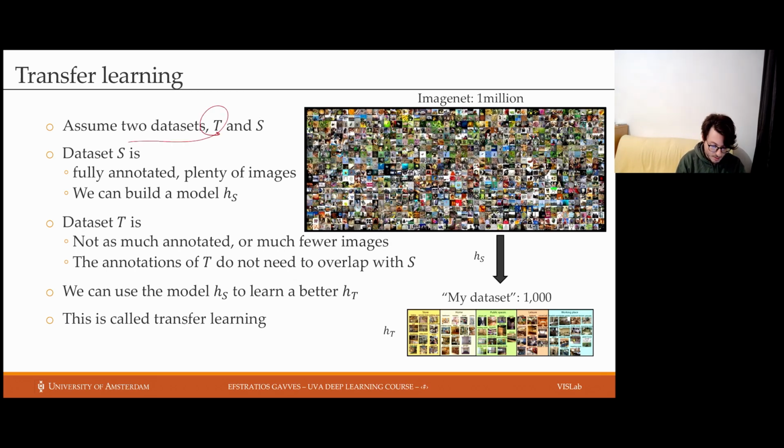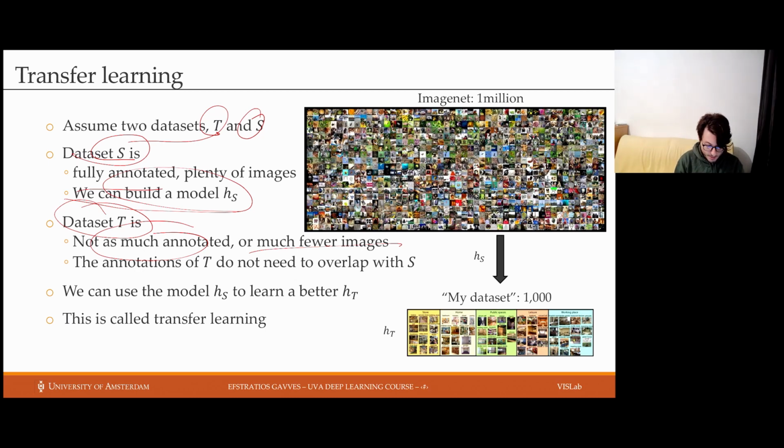Assume we have two datasets T and S. The dataset S, for source, is basically fully annotated and has plenty of images, and this means that we can actually build a pretty accurate model on this data. Our dataset T, on the other hand, is much smaller and not as richly annotated. So we've got very few images that are annotated by a human.